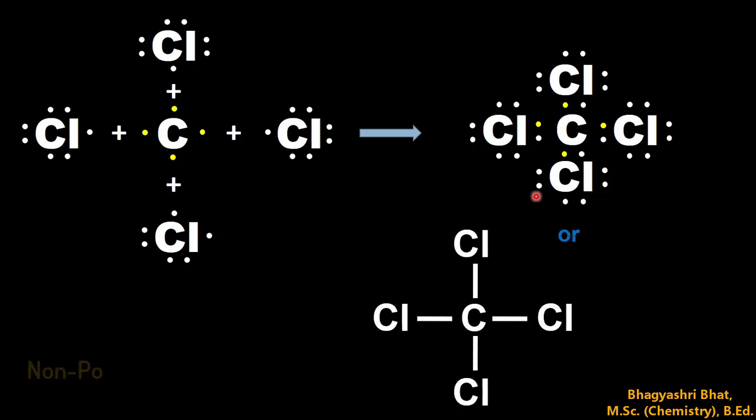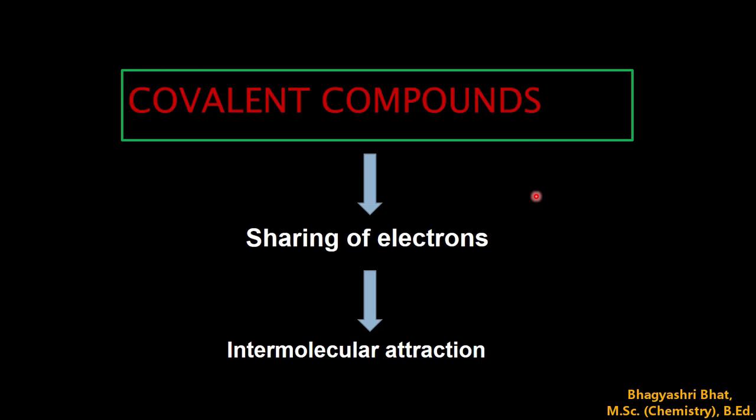So we have studied that covalent compounds are formed by the sharing of electrons, mutual sharing of a pair of electrons between two atoms or between two elements. So whenever there is a sharing of electrons, intermolecular force of attraction exists between atoms. So this is all about covalent compounds.